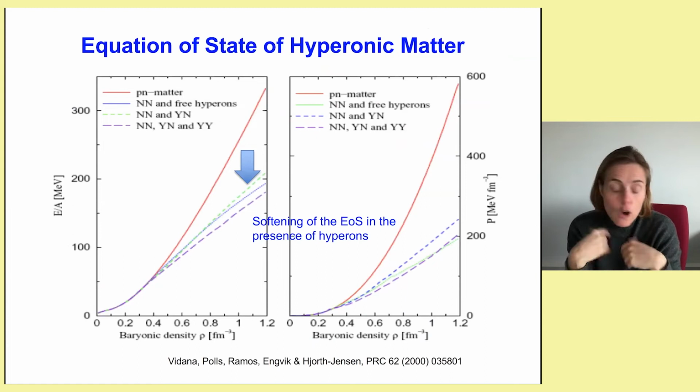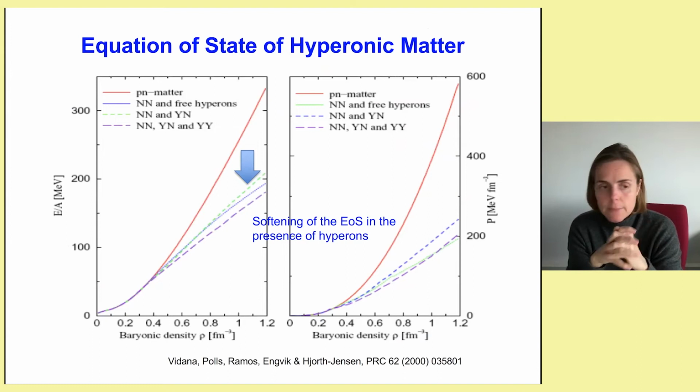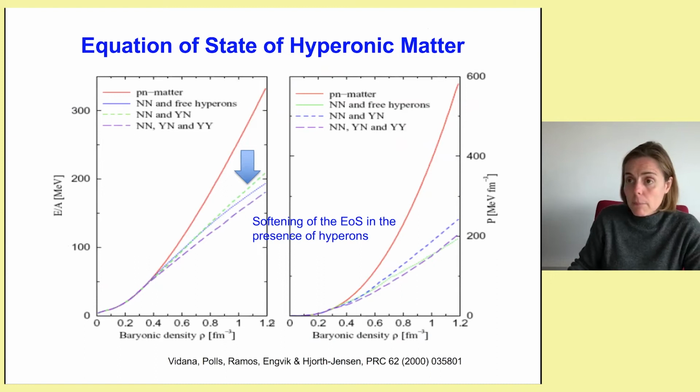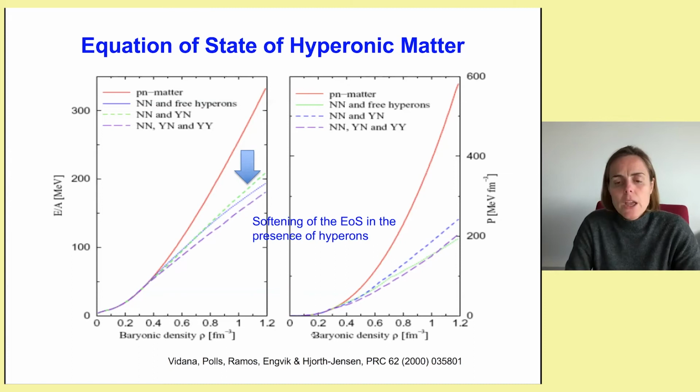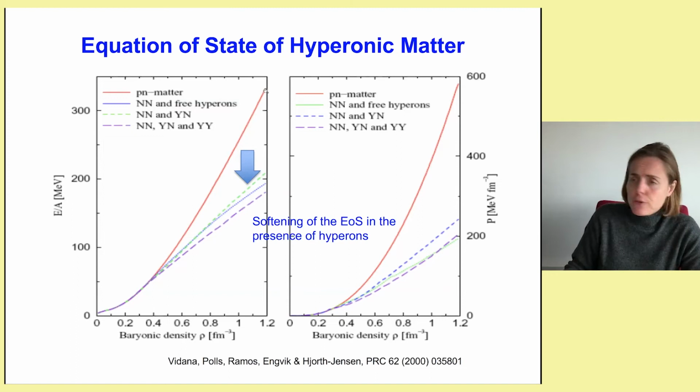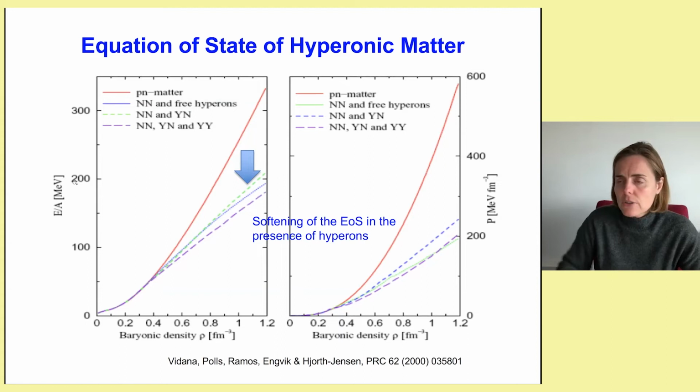So where all these particles start appearing, you get your energy per particle or energy density. In this plot, I'm showing the energy per particle versus the baryonic density, the particle density, or the pressure versus the particle density, okay? Here you have different lines. The red one is for a given model, the energy per particle and the pressure. You see that the energy grows with density as you increase the number of particles in your model.